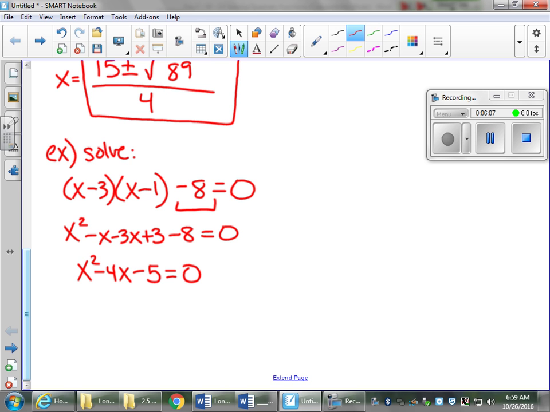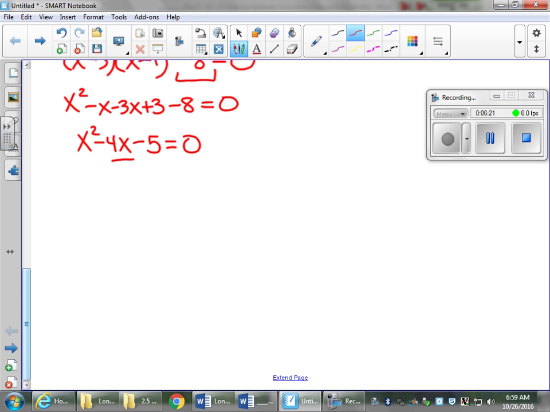From here, you could choose your next method that you want to try to do to solve this problem. Remember, we can either solve it by factoring, square roots, or quadratic formula. Can't do square roots because of this b term. Emphasize the b term. If there's a b term, you can't do square root method.